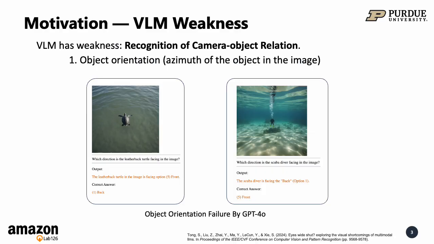VLMs have broad applications in many areas, but to use them effectively, they require accurate recognition of camera-object relations. However, we found that current VLMs have significant weaknesses. The first one is object orientation. In these two examples, the VLM models cannot tell the correct object orientations for the turtle and diver.